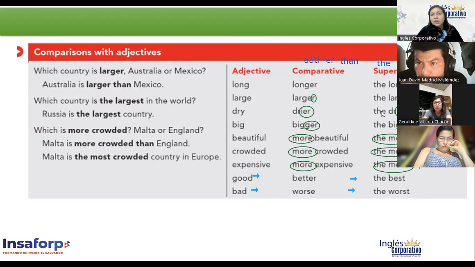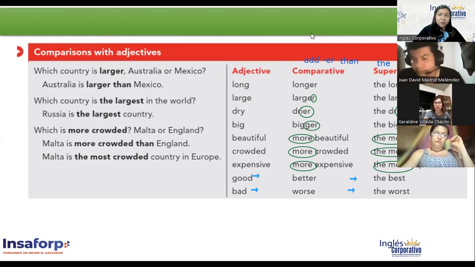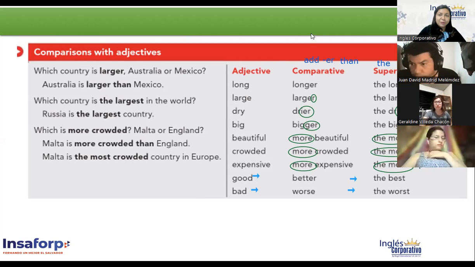Very good. So tomorrow, guys, we are going to continue studying more about comparisons with adjectives, okay? So be ready for tomorrow's class. Don't miss it. And now, it's time for the wrap-up.